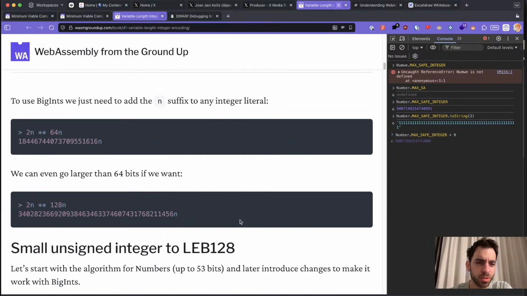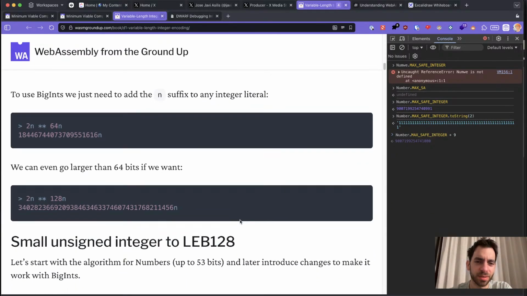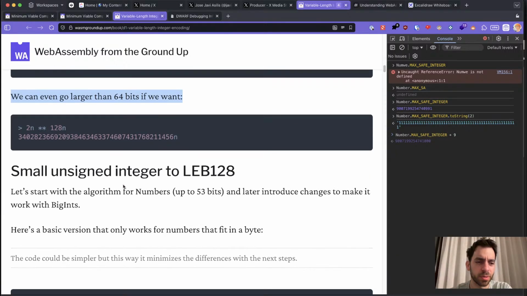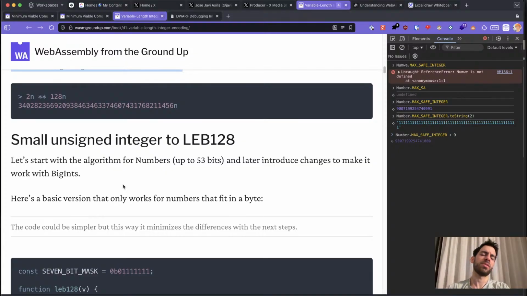To use BigInts, we just need to add the n suffix to any integer literal. I don't remember this because BigInt is something that I don't use very often. We can go even larger than 64 bits if we want. Oh, interesting. I didn't know this. A small unsigned integer to LEB128. Let's start with the algorithms for numbers up to 53 bits, and later introduce changes to make it work with BigInts. Here's a basic version that only works for numbers that fit in a byte.